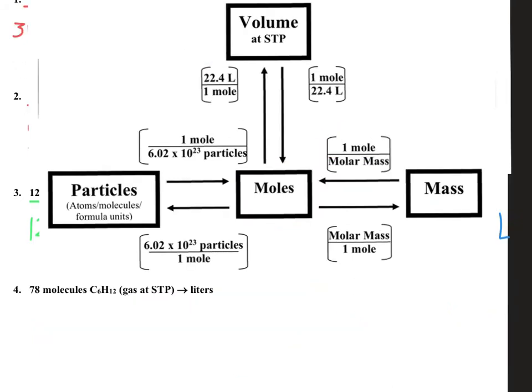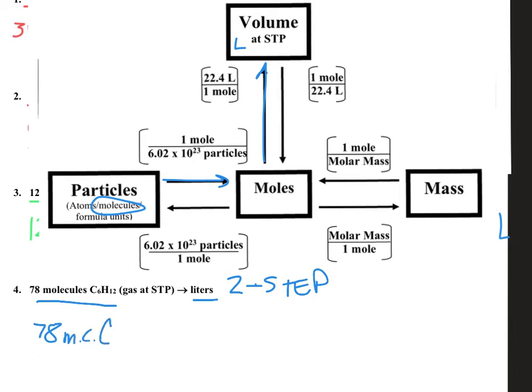We're hammering out number 4. I've got 78 molecules of C6H12. Molecules is in the particle world, and I'm headed to liters. Liters is in the volume world. So this is a two-step problem. Since it's two-step, you just got to be prepared that it's going to be a little longer of a problem. So I've got 78 molecules of C6H12, and I know that I'm going to have 2 steps.